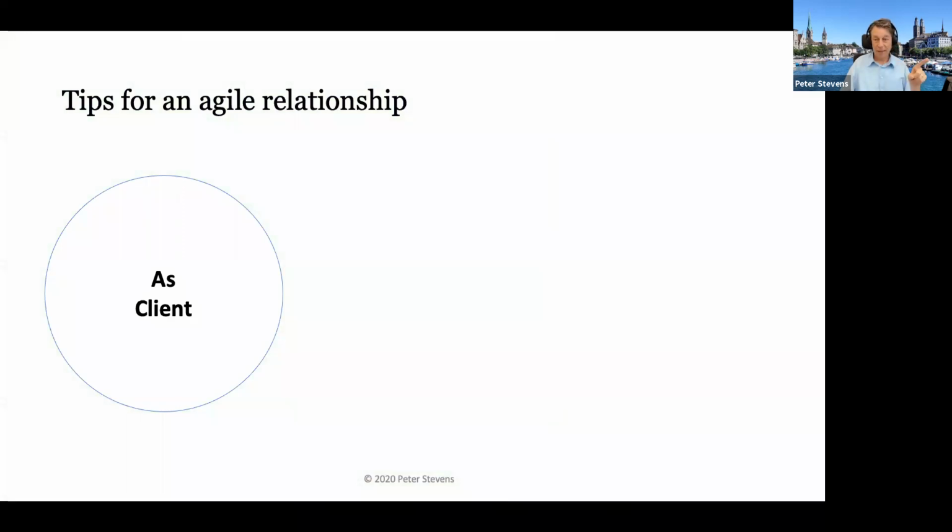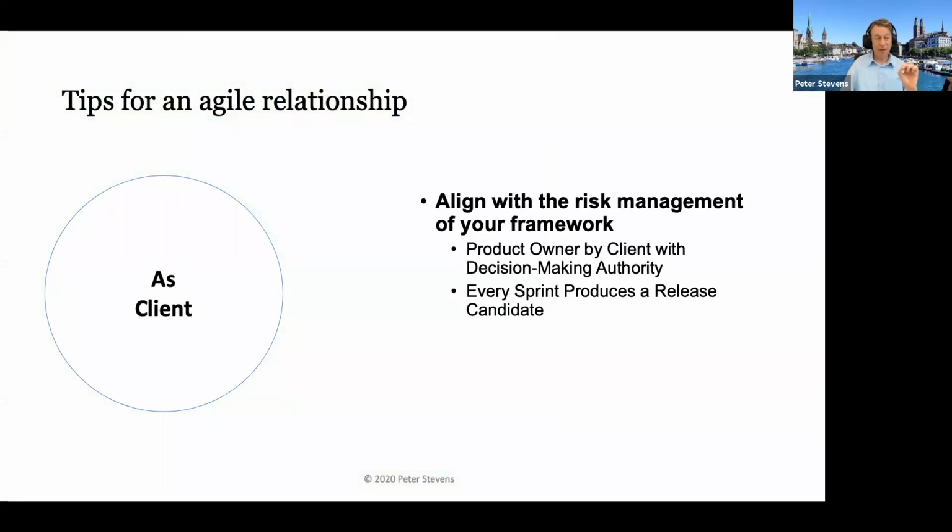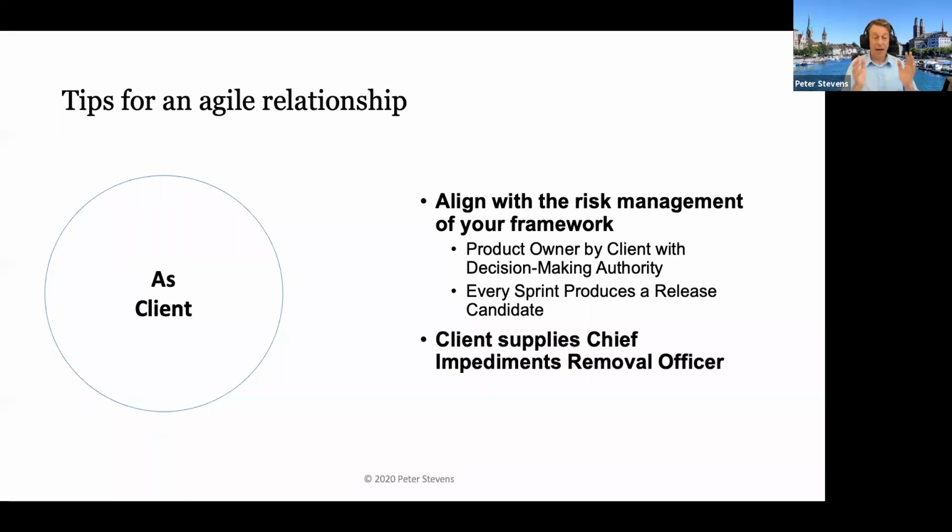As a client, the first thing I would encourage you to do is make sure that your contract, your agreement, aligns with the risk management of your framework. If you're doing Scrum, that means you need a product owner. The product owner almost surely has to be provided by the client, because the product owner needs decision-making authority. And every sprint needs to produce something you can use, something you can sell, or something you can test in real life. One thing which is not really defined in Scrum, which I would encourage you to do, is to identify what I call the Chief Impediments Removal Officer.